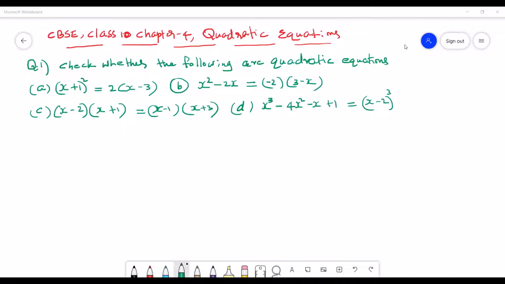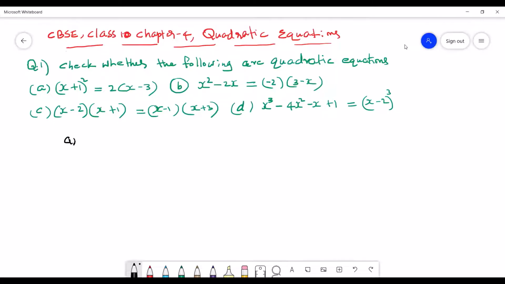Welcome to Centenary's classes. Today in this class, we will solve some very important questions from the exercise in quadratic equations. Let us see what is meant by the quadratic equation first. Before we solve this, what is the form of a quadratic equation?